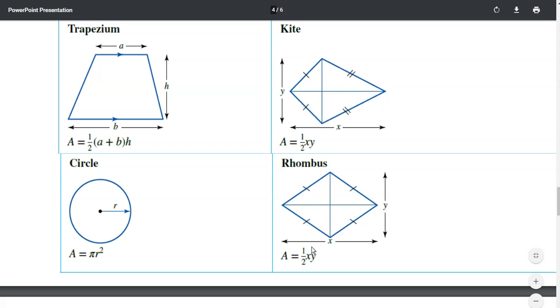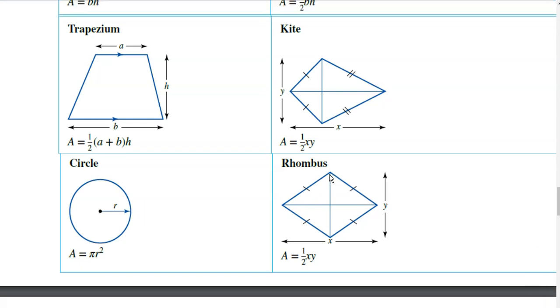All right, a rhombus has the exact same formula, all right? And if you think about it, a rhombus is just a special example of a kite where it just so happens by fluke that all four sides are the exact same length, okay? All right, so that one's straightforward.